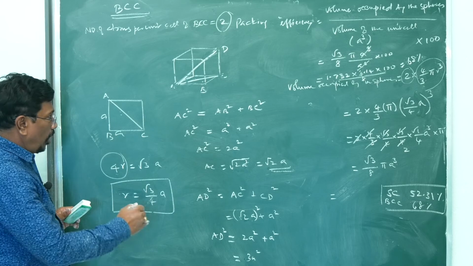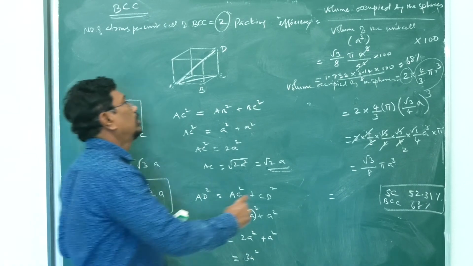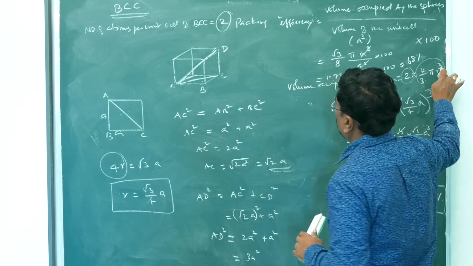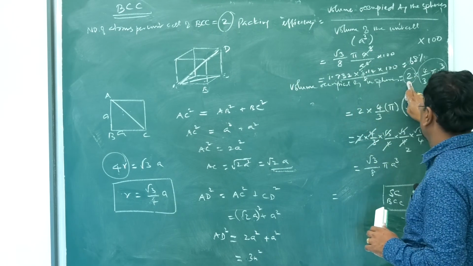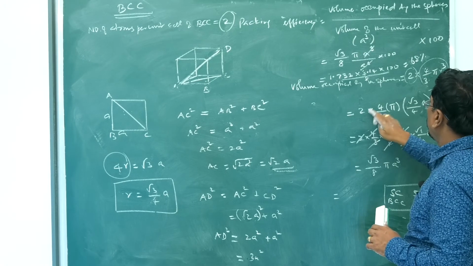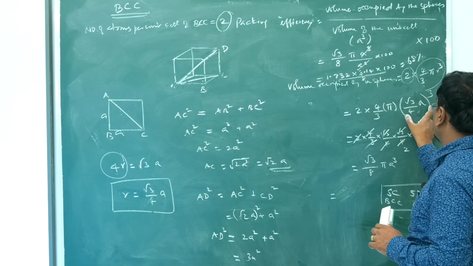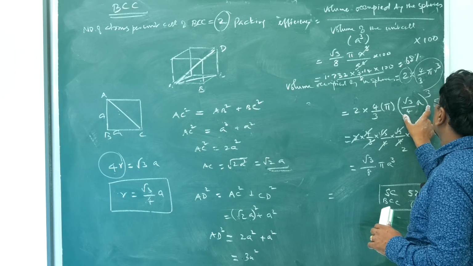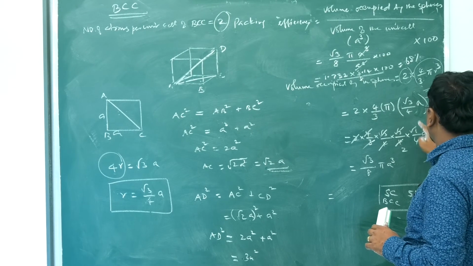Volume occupied by a sphere is 4 by 3 pi r cube. But it has got 2 unit cells, therefore multiplied by 2. 2 into 4 by 3 pi. R cube means this alone 3 times. So, root 3 by 4, root 3 by 4, root 3 by 4 a cube.